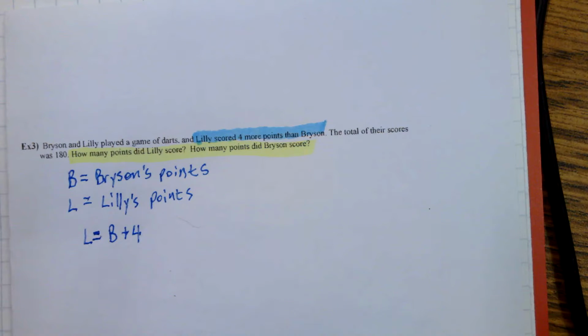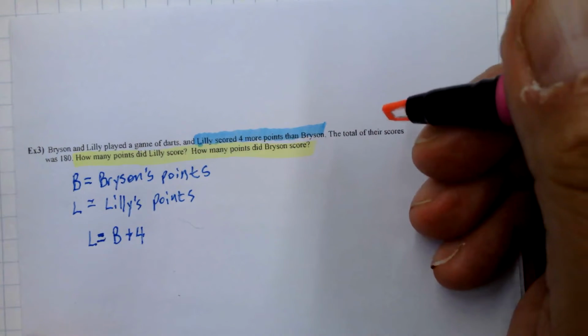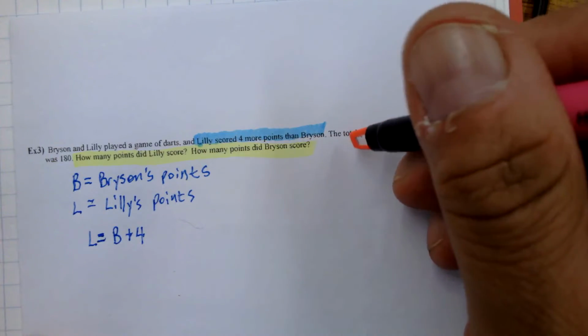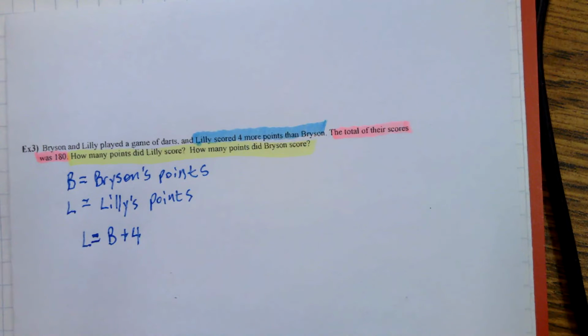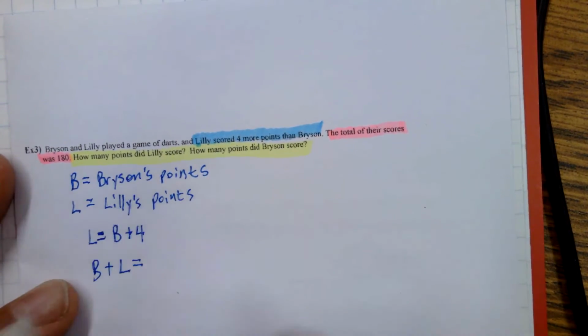And then here's another one where we're totaling things up. The total of their points, the total of their scores was 180. How would we set that up? That one we've done a few times now. So you take Bryson's points plus Lily's points, and that equals their total. And it's how much? 180.